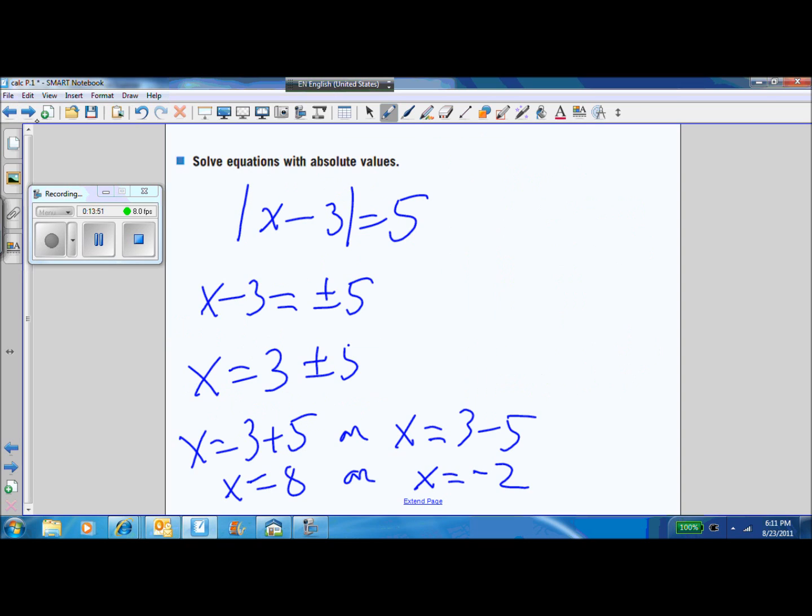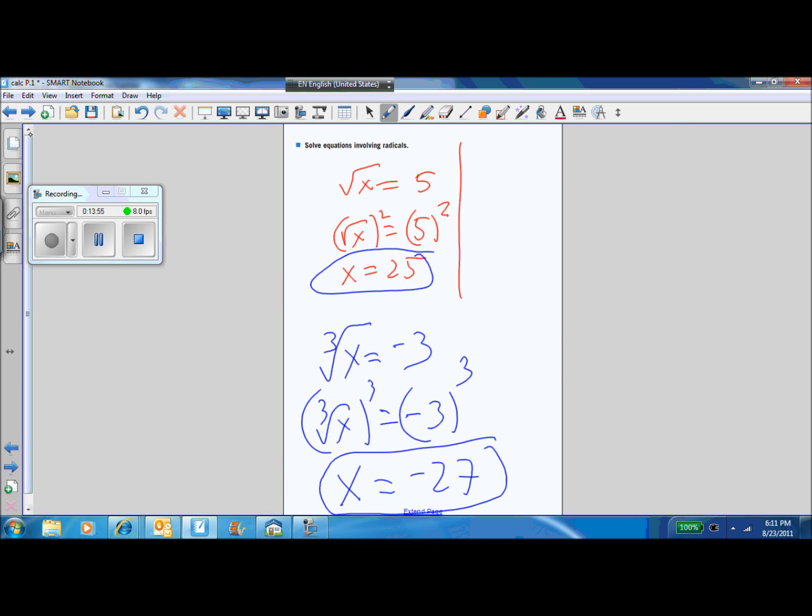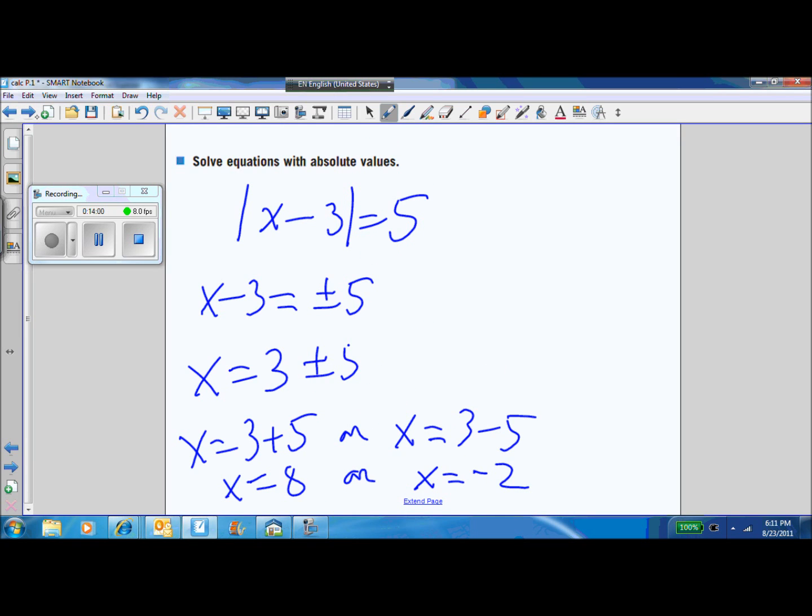Okay, I believe that's it. Solve equations with radicals. We did that with absolute values. Oh, we keep hitting the wrong button there. There we go. Okay, so flange out.